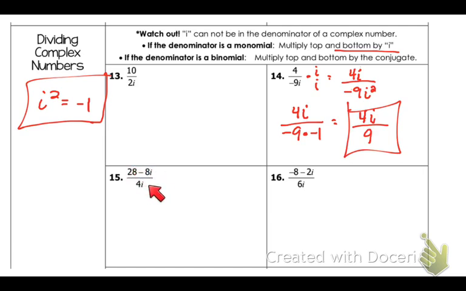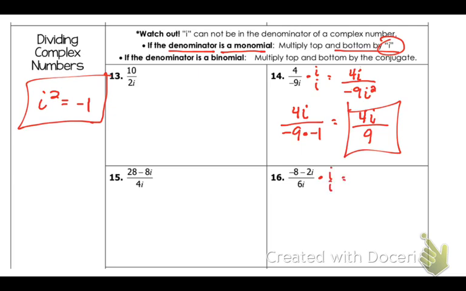The denominator here, though, is still a monomial, which means you're still going to multiply the top and bottom by i here. For 16, look at the denominator. This is a monomial. This is a binomial, but it doesn't matter because they're asking for the denominator. So because my denominator is a monomial, I'm going to multiply by i, the top and the bottom. So I'm going to go ahead and do that.